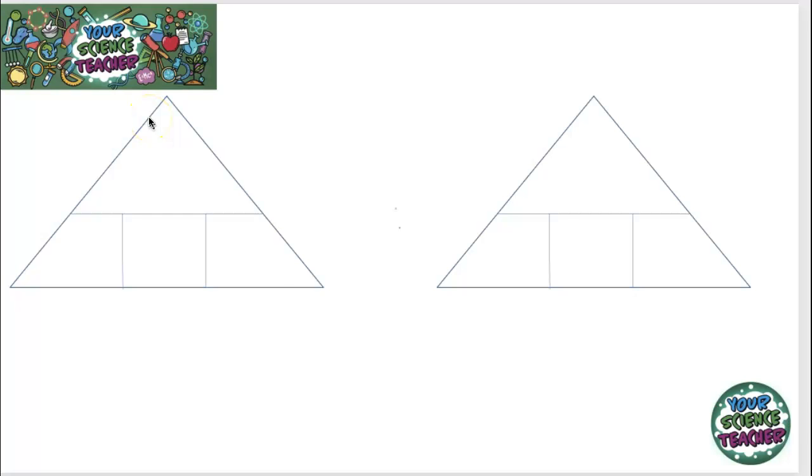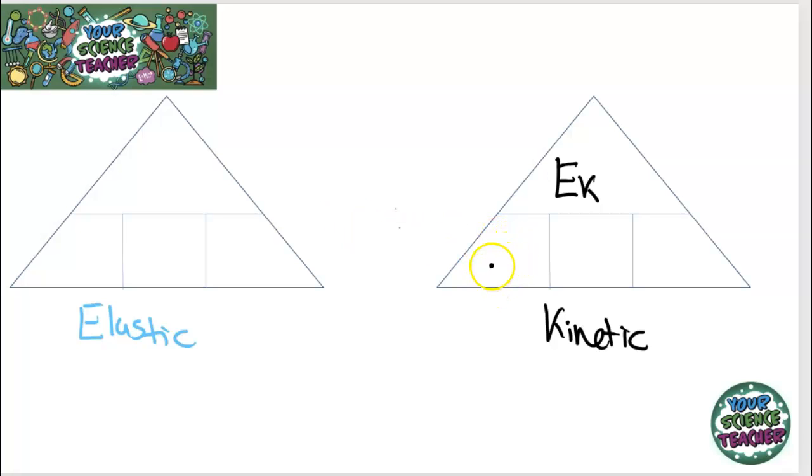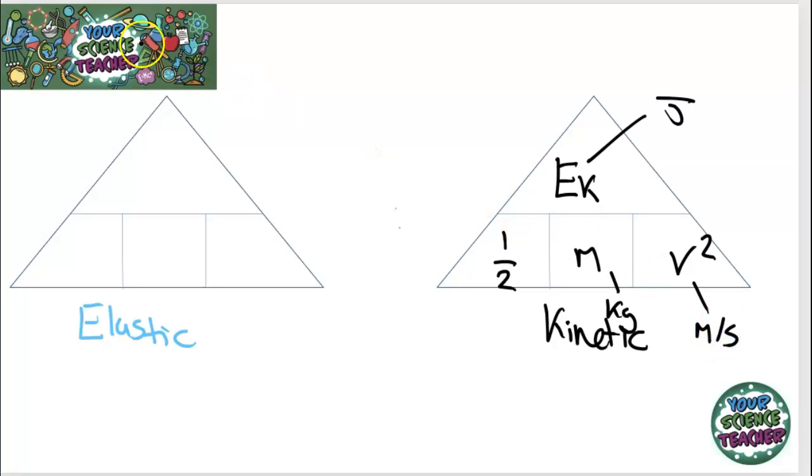Two more energy stores we need to make sure we are remembering is our elastic and our kinetic as well. If we look at how to calculate kinetic energy first, I'll represent kinetic energy with EK and I'll represent elastic with EE. The way to calculate it is half times the mass of the object times the velocity squared. Remember, energy is always measured in joules, mass is measured in kilograms, and velocity is measured in meters per second.